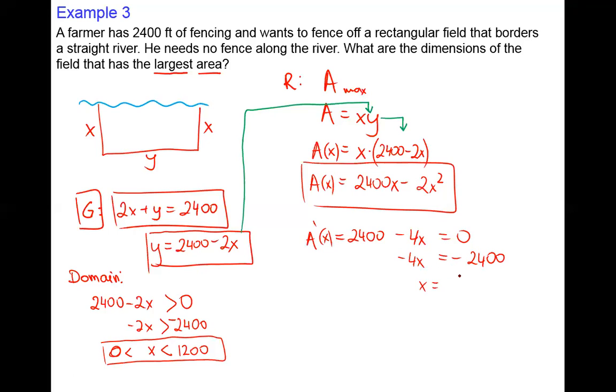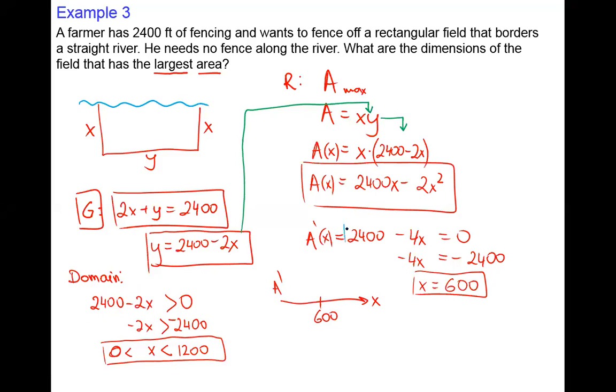X is 24 divided by 4 is 600. Please, of course, always watch my arithmetic. 600, that's my critical number. X is 600. Let's test. I can pick 0, and this is my derivative.